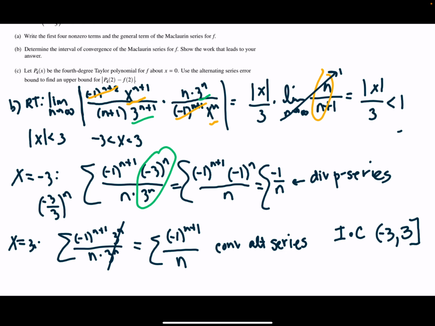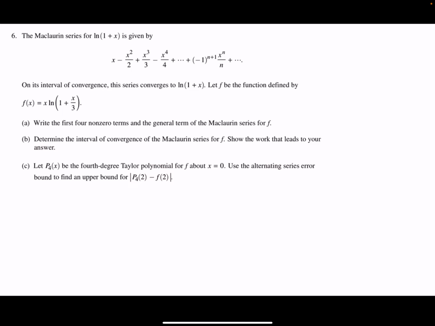I've shown the work that led to my answer. I don't need to show anything else here. Part C asks about everybody's favorite thing, which is error. Alternating series error is asking to find an upper bound on P sub 4 of 2 minus f of 2. So again, I want you to recognize that this means error. And when you see error, I want you to state right away that error is less than or equal to the absolute value of the first neglected term.